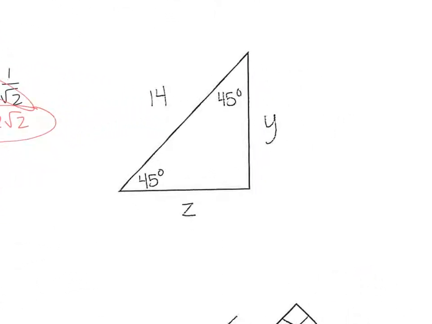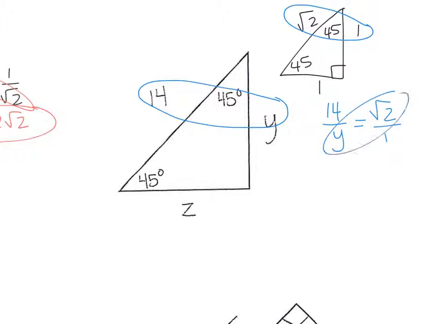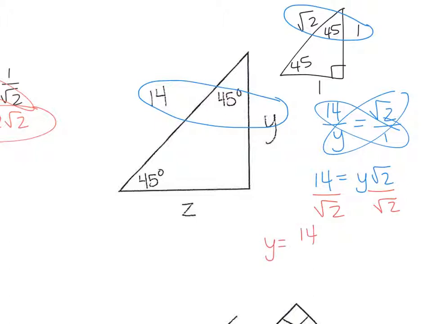Okay, I'm going to draw my similar triangle again in the same orientation. So my ratios are 1, 1, root 2. So if I'm solving for y, I'm going to use these two ratios. 14 is to y as root 2 is to 1. And then I'm going to cross multiply. So 14 equals y root 2. So to solve for y, I'm going to divide both sides by root 2. So y equals 14 over root 2.